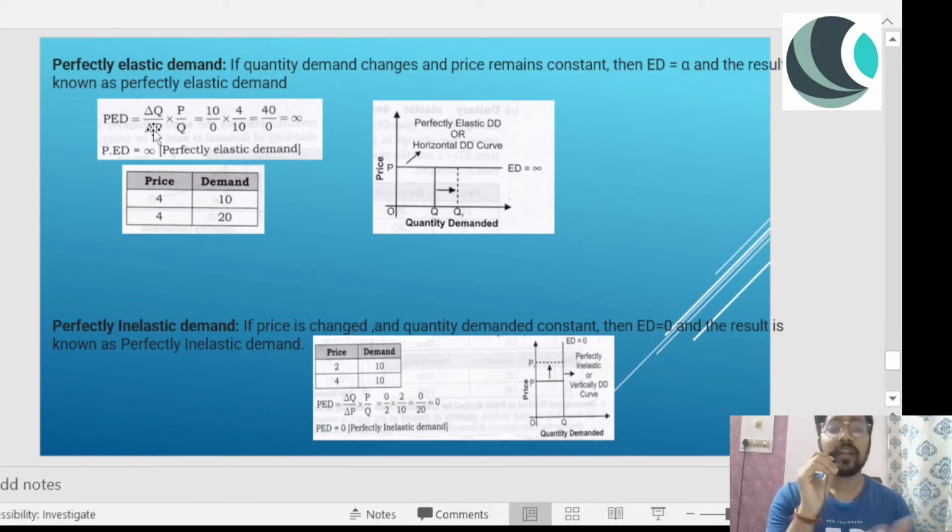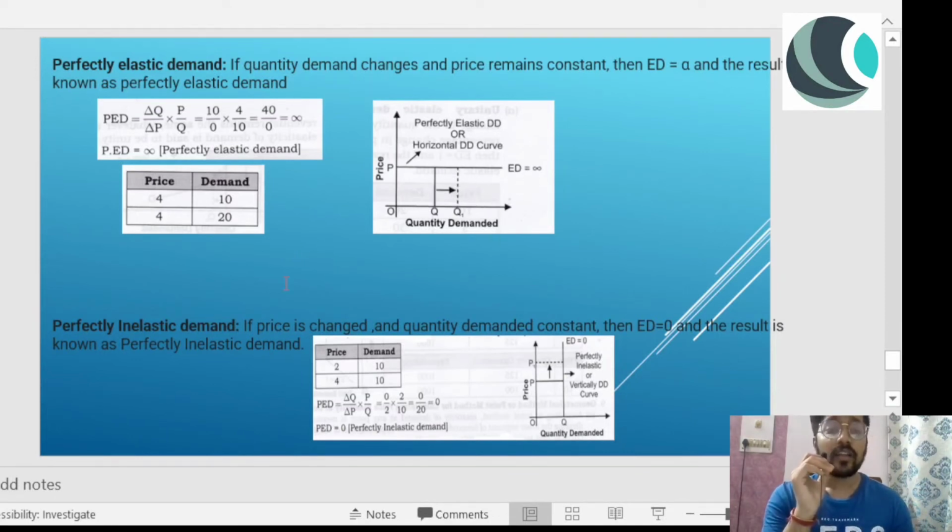And how does that happen? Because in this, quantity demanded changes and price remains constant. So the price is 4 and the quantity demanded has increased. Now the change in quantity is 10 but the change in price is 0. If we divide anything by 0, that will give us an infinite value. I think everyone must be knowing this. So if quantity demanded changes and price remains constant, then we are talking about perfectly elastic demand, and we have to remember the graph as well, because the diagram will come. They will ask you to match the following as well. So you should remember that infinite demand is because price remains the same and quantity demanded has increased.